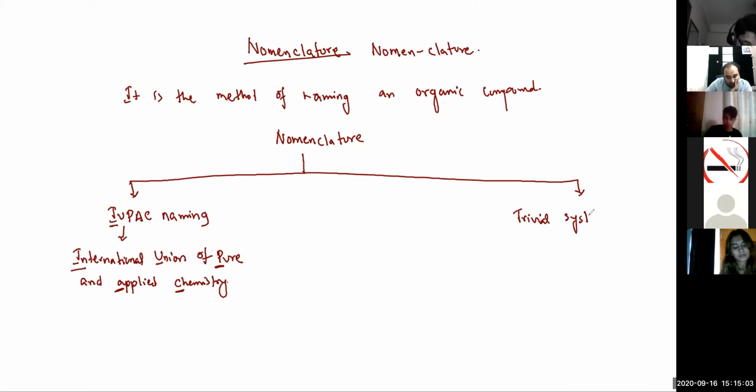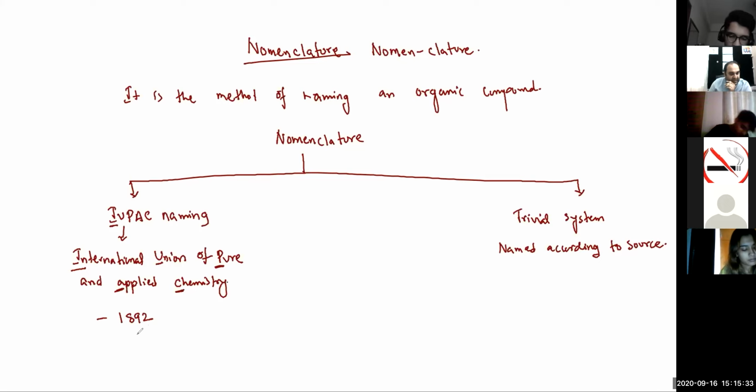Trivial system. So IUPAC was first introduced in 1892. Then it was modified in 1947, revised in 1979, and finally in 1993 they came to a final conclusion, but it's always being modified.